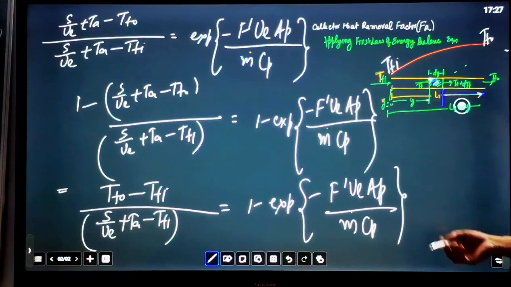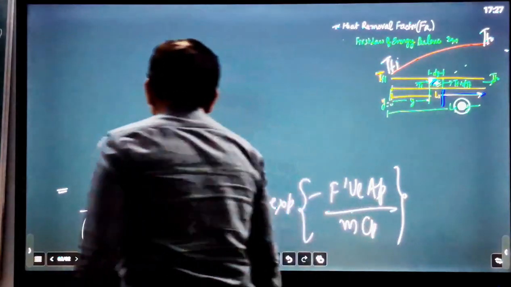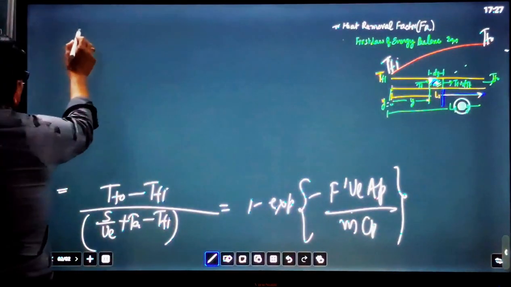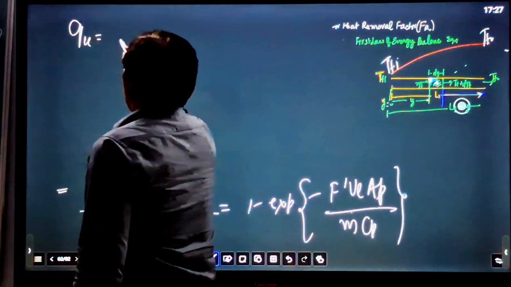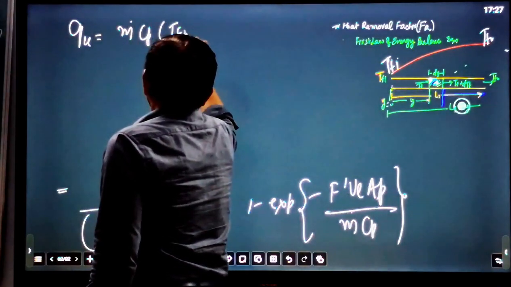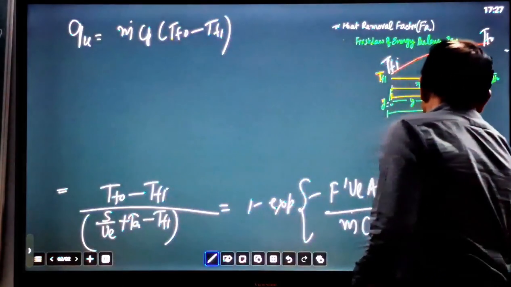So now the equation is almost clear. Now the useful heat gain for the whole collector, QU, is defined as m dot Cp into (TFO − TFI). This is equation number 5.